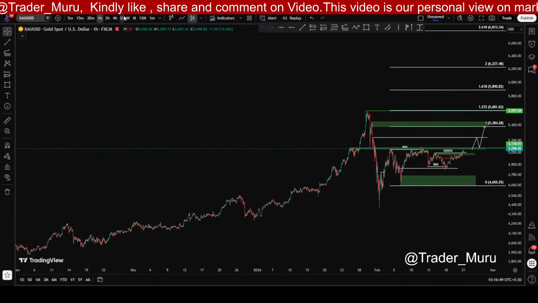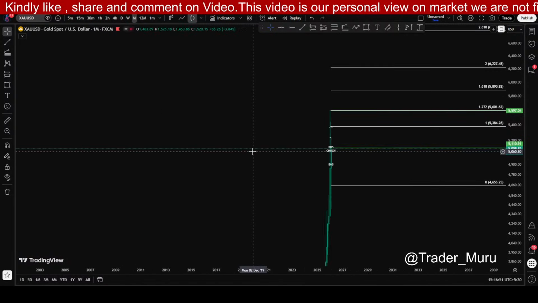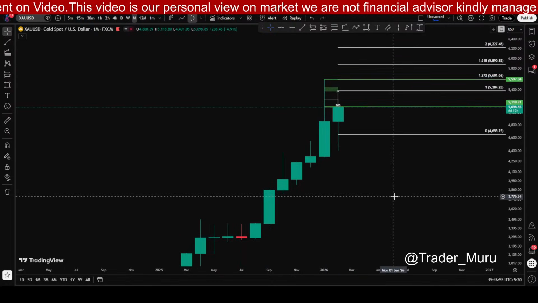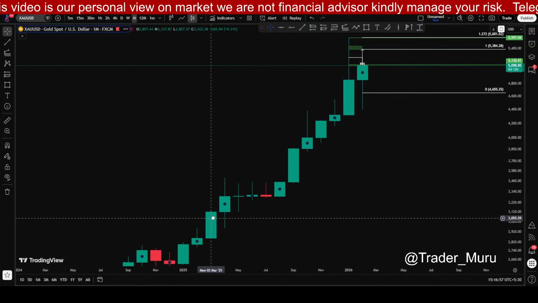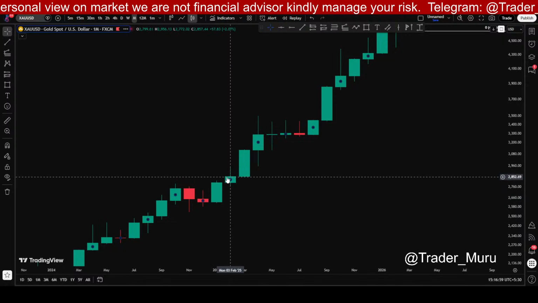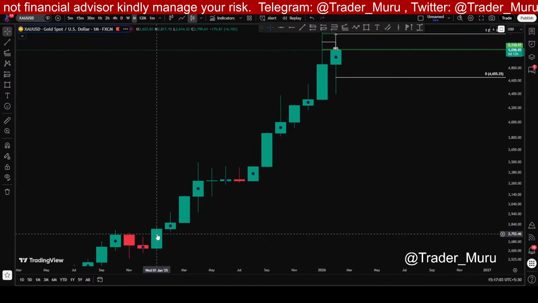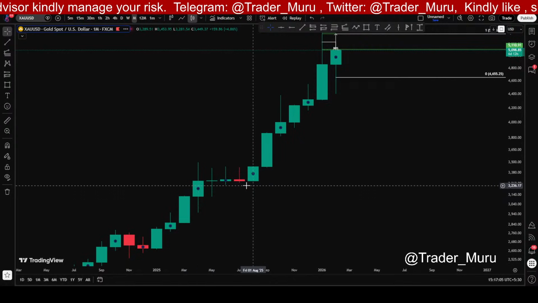If you look at the previous year, look at this. This is two months. In the previous year, see this area, January, February. The same thing. After that, massive accumulation.